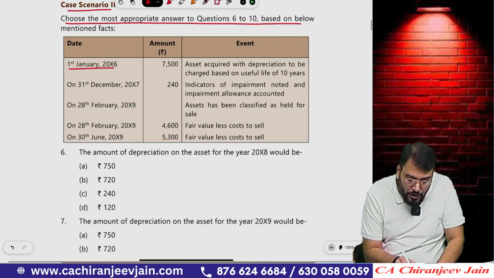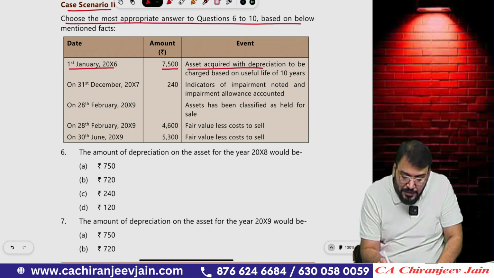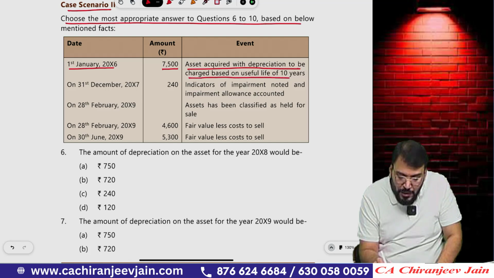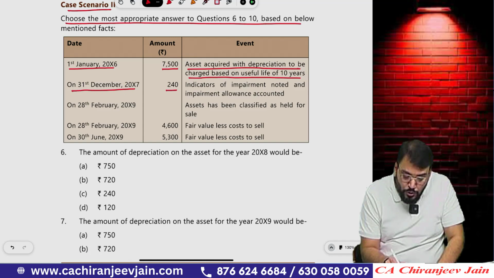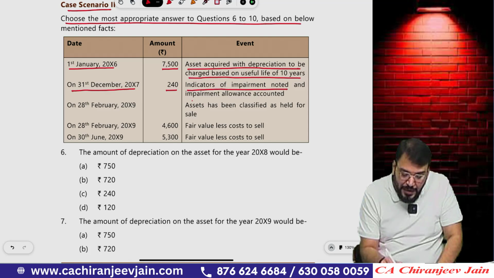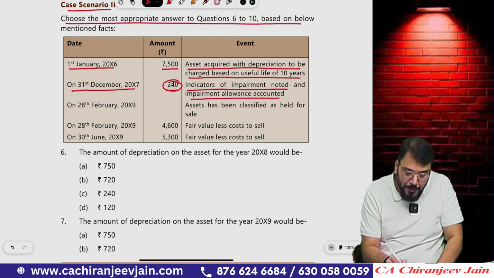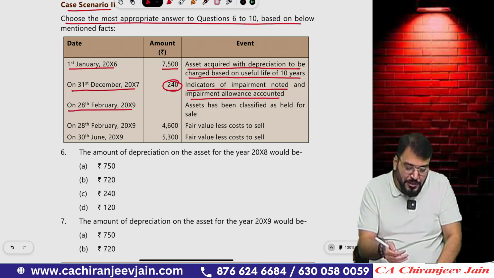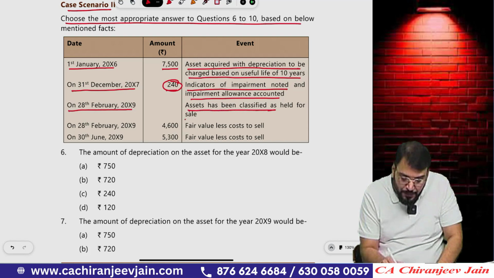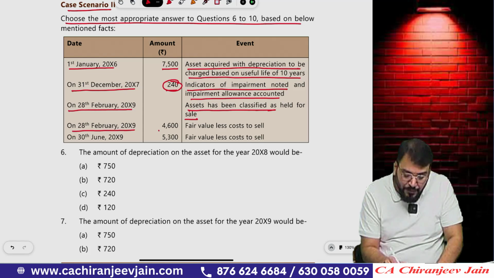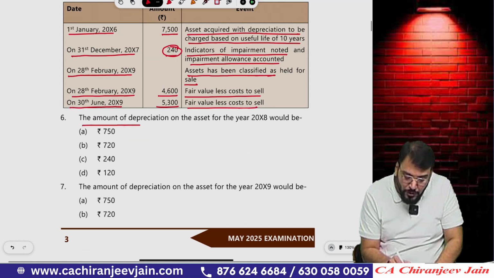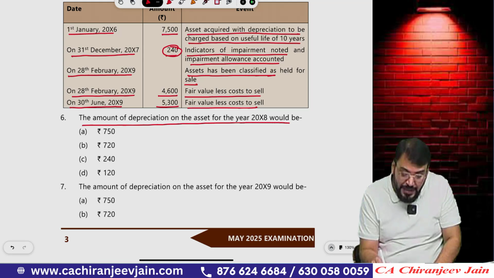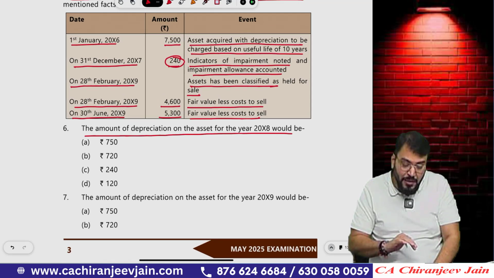You can see on 1st Jan 2006, an asset of 7,500 was acquired with depreciation to be charged based on a useful life of 10 years. On 31st December 2007, means after 2 years, 240 indicator of impairment noted and impairment allowance accounted, means this is the amount of impairment loss. On 28 Feb 2009, means after 2 months, the asset has been classified as held for sale. On 28 Feb 2009, 4,600 is the fair value less cost to sell. On 30th June 2009, 5,300 is the fair value less cost to sell. What they have asked is the amount of depreciation on the asset for the year 2008, means after the impairment loss.